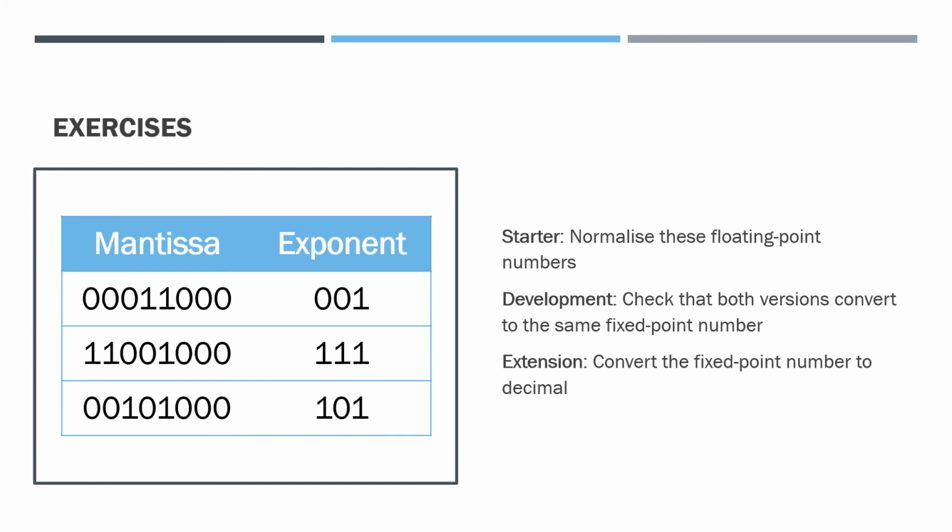So here are some exercises. I've shown you 3 mantissa exponent pairs. None of them are normalised, so normalise them and check that you've preserved the numerical value by converting both the normalised and unnormalised versions into fixed point numbers, because they should both convert. If you've done it right, both versions, the correct and the incorrect version, should turn into the same fixed point number. And then if you've got time, go on to convert the fixed point number to decimal.